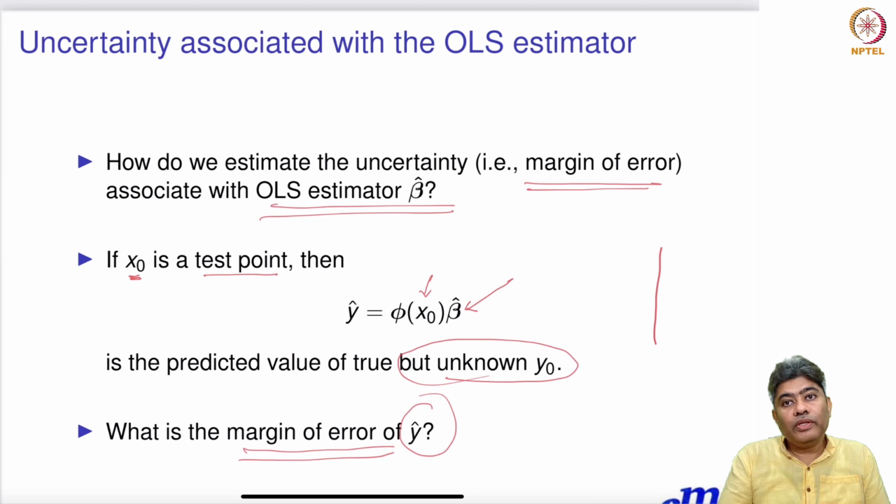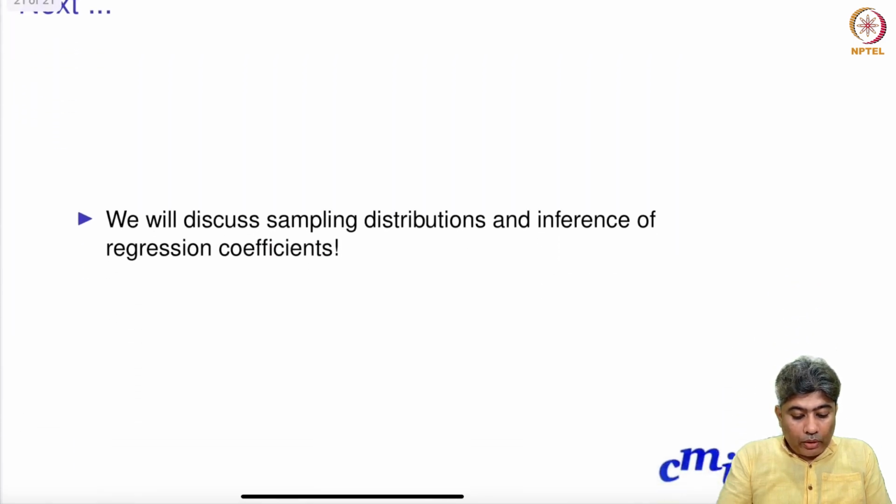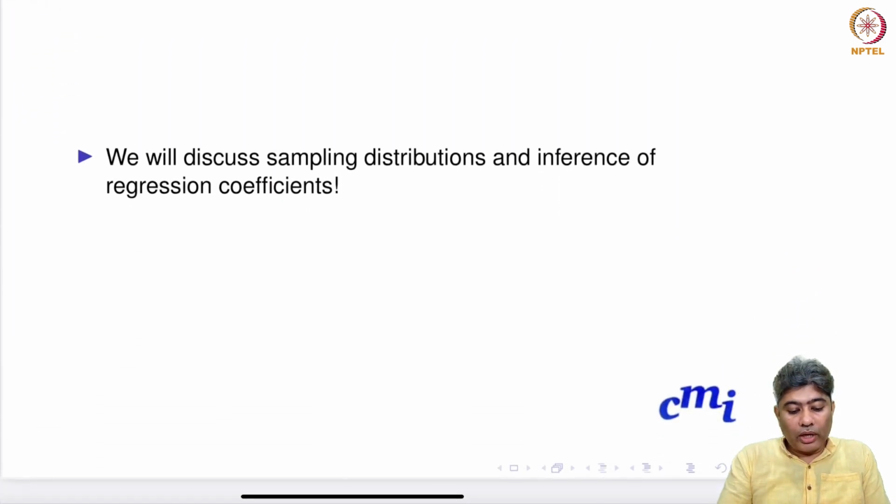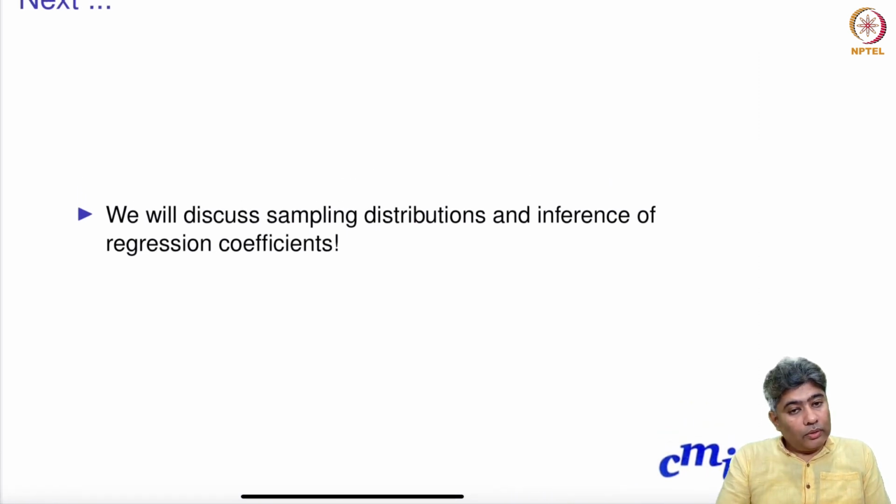So with this, we will stop and we will move on to something called the sampling distribution and the inference of the regression coefficient. The sampling distribution will tell us how much margin of error you can expect along the beta hat or your predicted y hat. So in the next video, we will resume with the sampling distribution of beta hat. Thank you very much. See you in the next part.